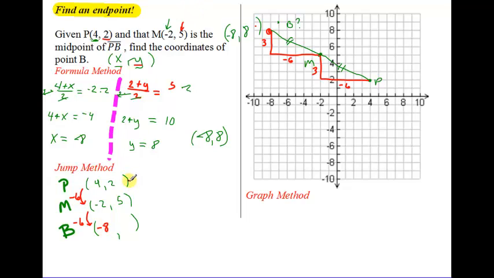Okay, same thing works over on the y's. How far and what direction is the jump to go from 2 to 5? Well, that's a jump upward. That's going positive. How far? 3. From 2, if I add 3, I get 5. So I'm going to do the exact same thing again. I'm going to take 5, I'm going to add 3, and I'm going to get my answer for the endpoint. That's 8. Negative 8, 8, just like I got on the other methods.